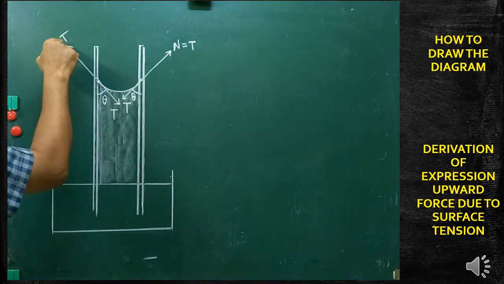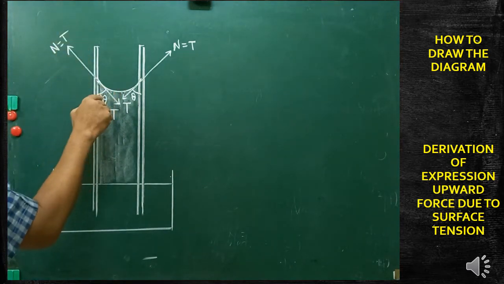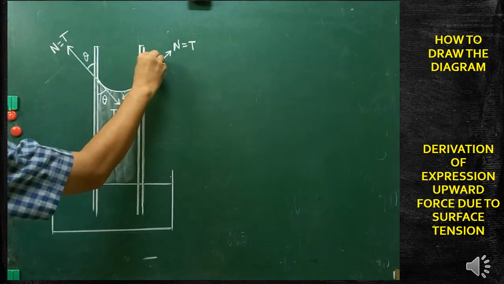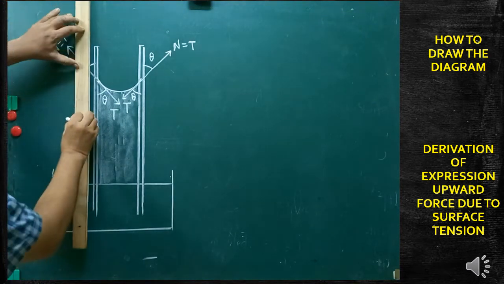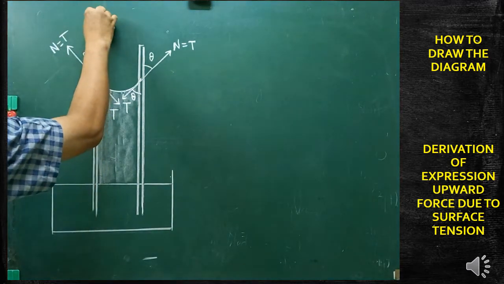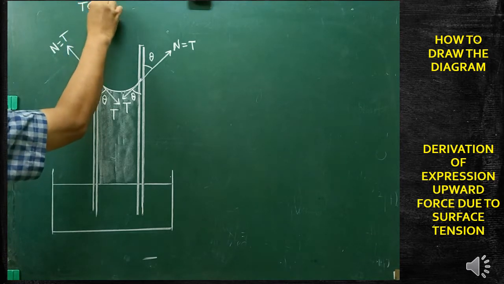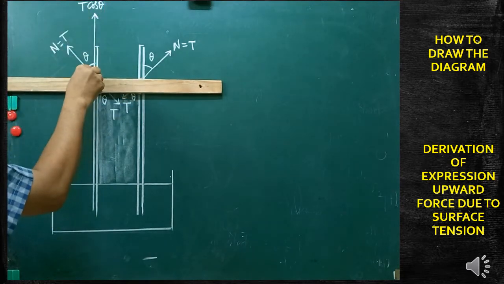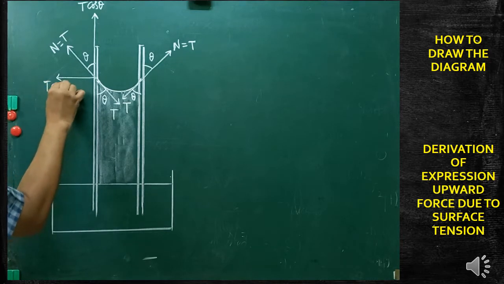Now this normal reactional force can be resolved into two components. If this one is theta, this angle also will be equal to theta. Here also the angle will be equal to theta. Now this normal reactional force can be resolved into two components. This is called horizontal component. Are you clear? Therefore we can write it as T cos theta. T is resolved into two components. This is the horizontal component and this is the vertical component, and it can be written as T sin theta.